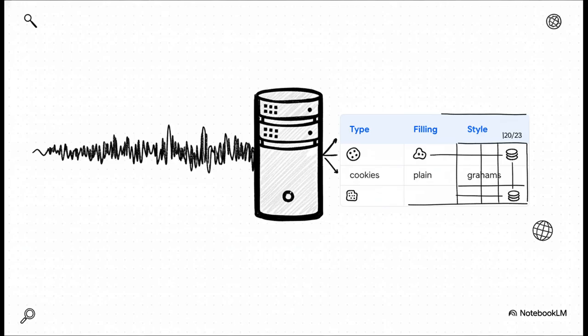So the server kind of acts like an interpreter and an organizer all at once. It takes that raw string of data and parses it. It splits it up into meaningful columns and rows. It basically takes this jumble of unstructured information and gives it a nice, clean structure.